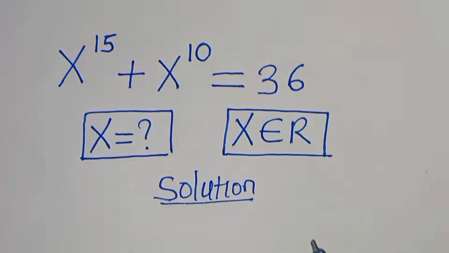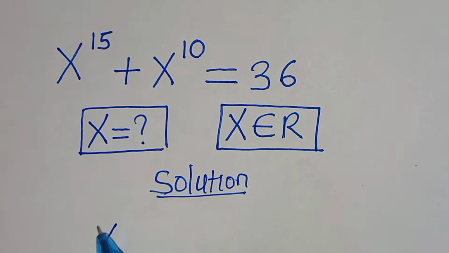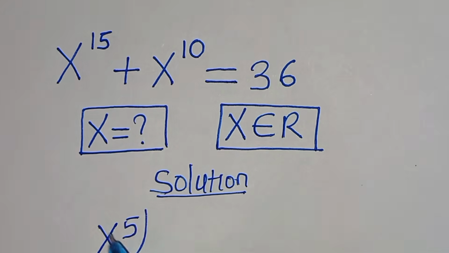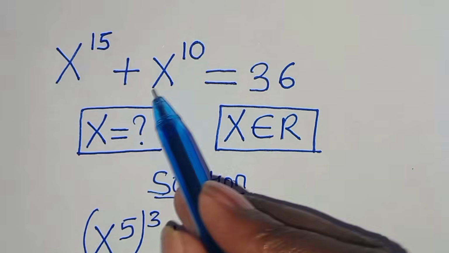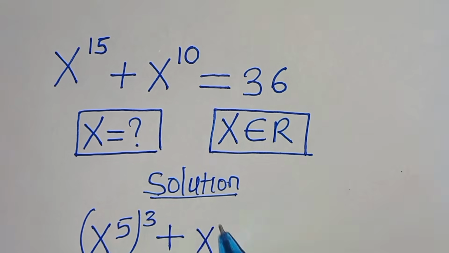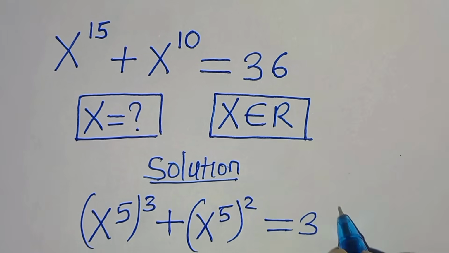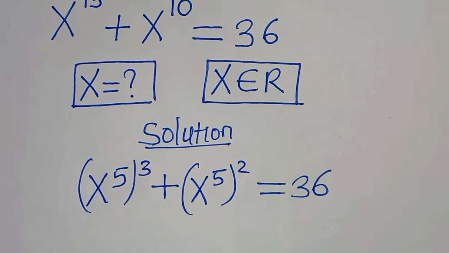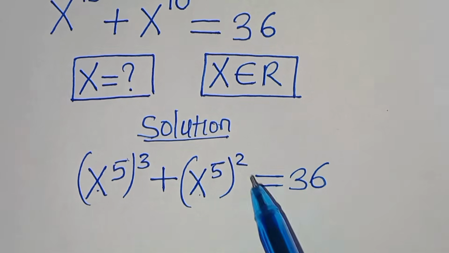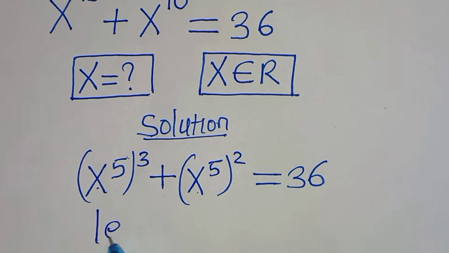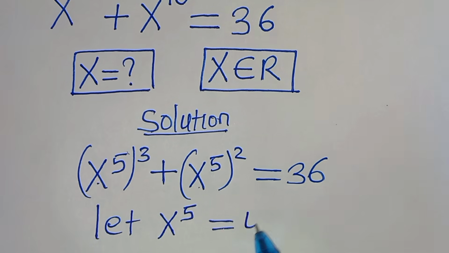Now, we can express x to the power of 15 as x to the power of 5 raised to the power of 3. Then we have plus x to the power of 10 can be expressed as x to the power of 5 raised to the power of 2. Then this is equal to 36. The next step from here, we have x to the power of 5 here and x to the power of 5 here. So this implies that we can let x to the power of 5 be equal to u.